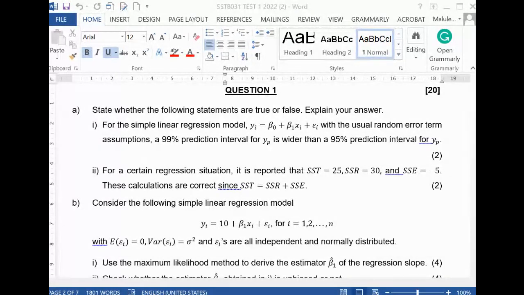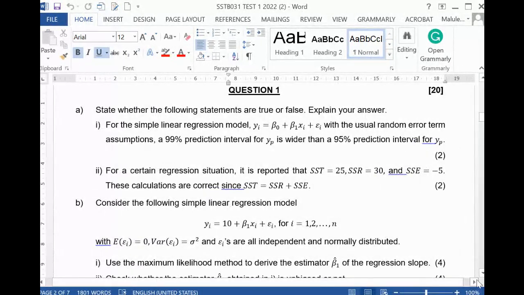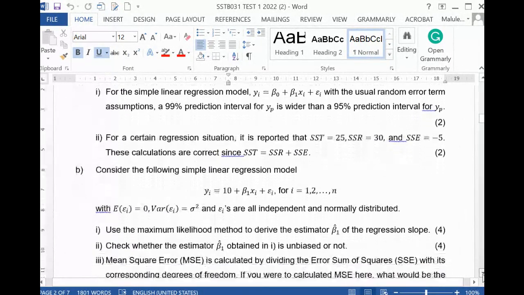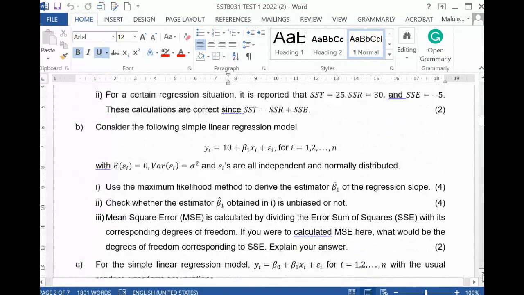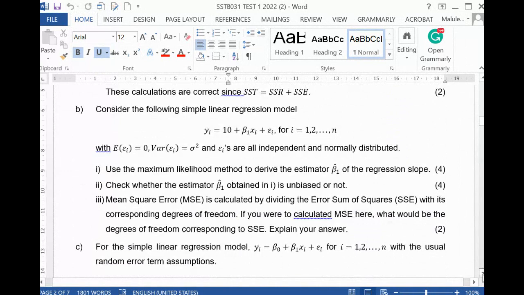You go to your notes. What you need to do from the likelihood function is to replace the mean by 10 plus beta 1x. You are failing to do that. You are failing, when you say you needed 8 marks.